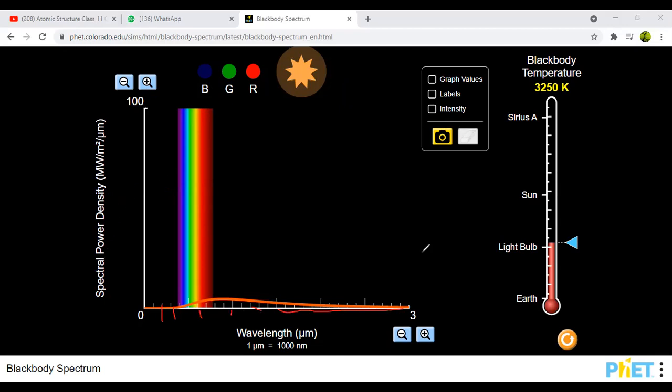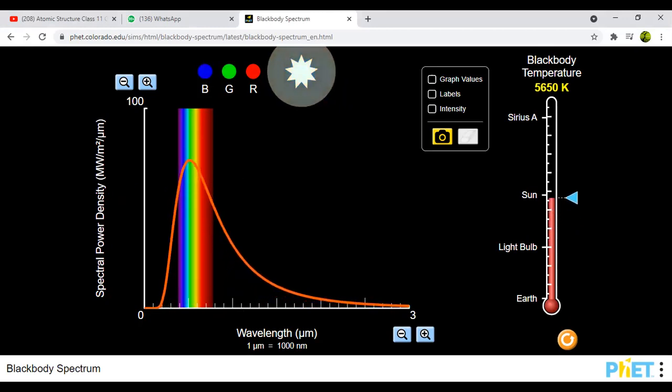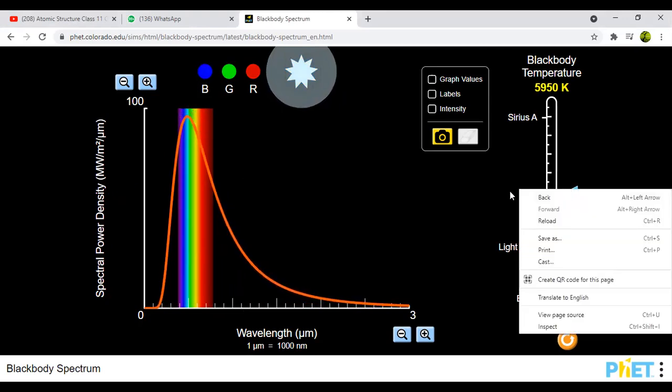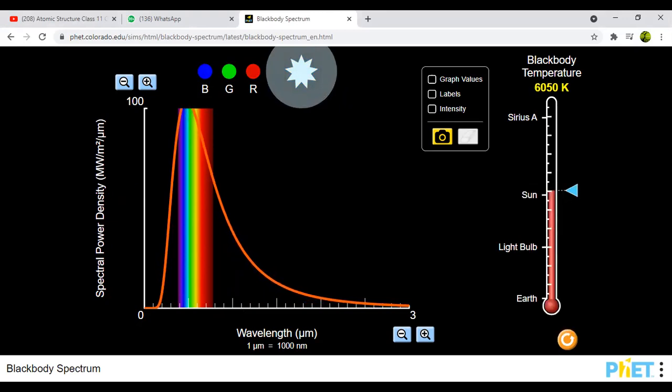See what happens here. When you increase the temperature, I'm increasing the graph. Observe the graph and the colors, blue, green, red. Slowly I'm increasing the temperature. The graph is rising again and again, and it reaches like this. So let us stop here. This is the final. This is the highest peak, the maximum peak here.